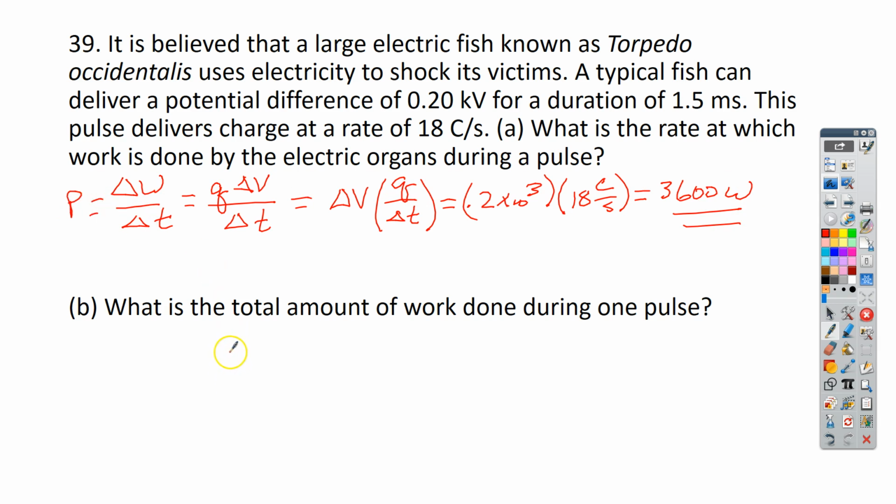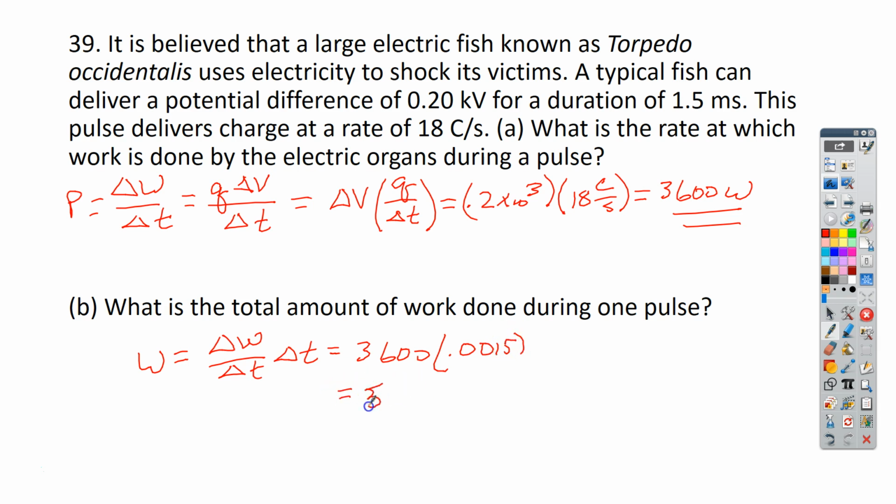Last thing they want us to do on this one is, what is the total amount of work done during one pulse? So the work during one pulse is equal to the change in work over the change in time times the duration of the pulse. And so we know that W over T is about 3,600, and we know that the duration is 0.0015 seconds.